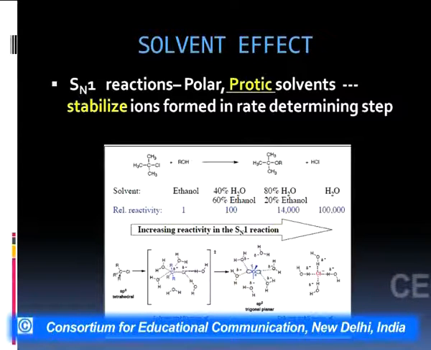So what we say is protic polar solvents favor SN1 mechanism. For example, if we look at this slide and compare the relative reactivity in solvents like ethanol or water, we find that if we take pure water, the rate of reaction is 100,000 times faster than if we take pure ethanol. So water is preferable here, and it will result in a substitution reaction favored by SN1 mechanism, because the molecule is being stabilized by intermolecular hydrogen bonding.